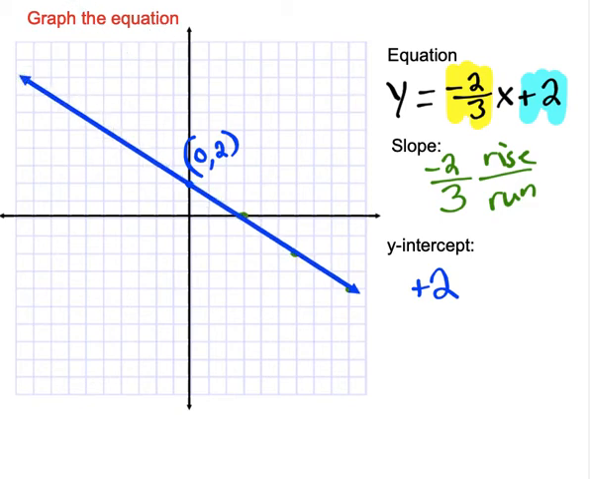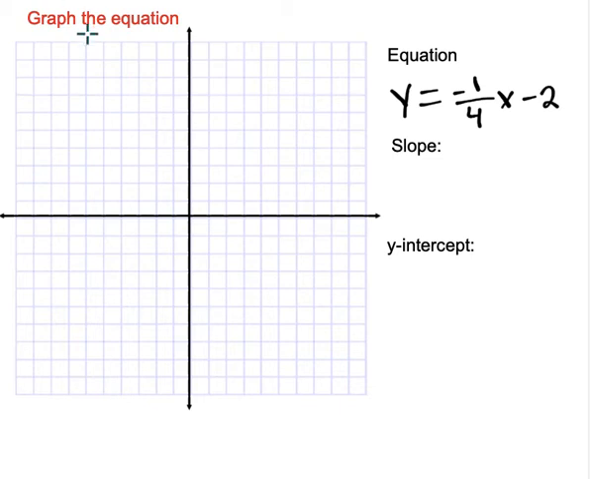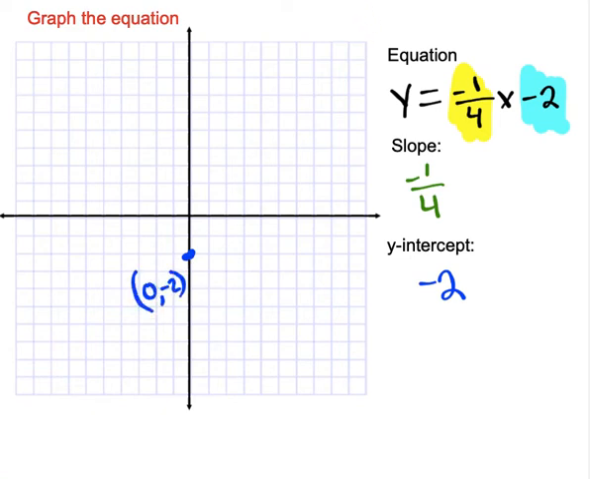Let's look at another. Pause the video, try it on your own, come back when you're ready. And same as before, identify the slope and the y-intercept. All right, slope is -1/4, y-intercept is -2. Well, let's start with this y-intercept. The -2 y-intercept means it crosses at 0, -2. That's a point I know.